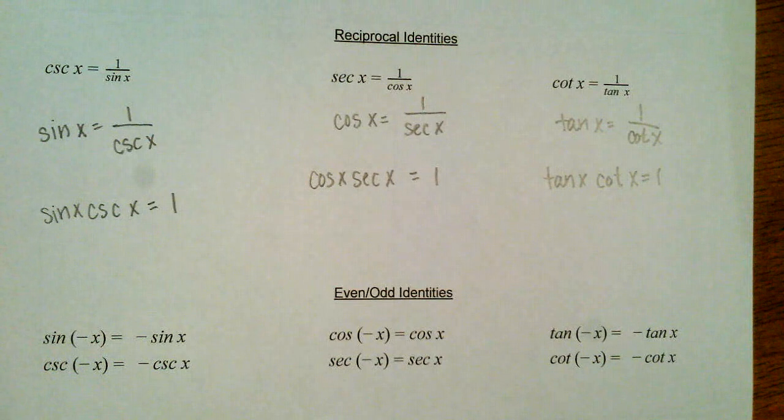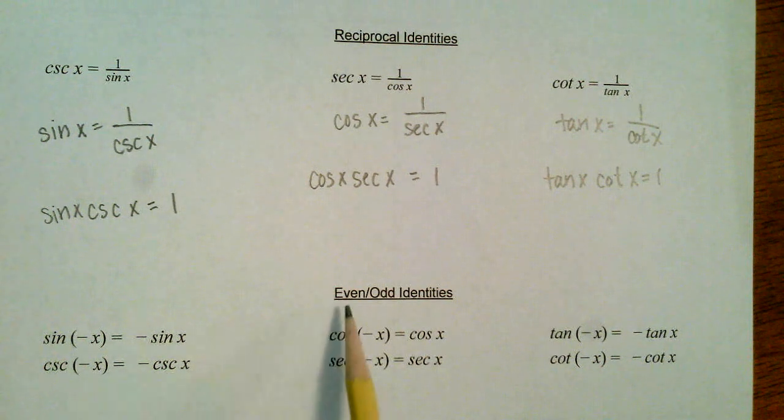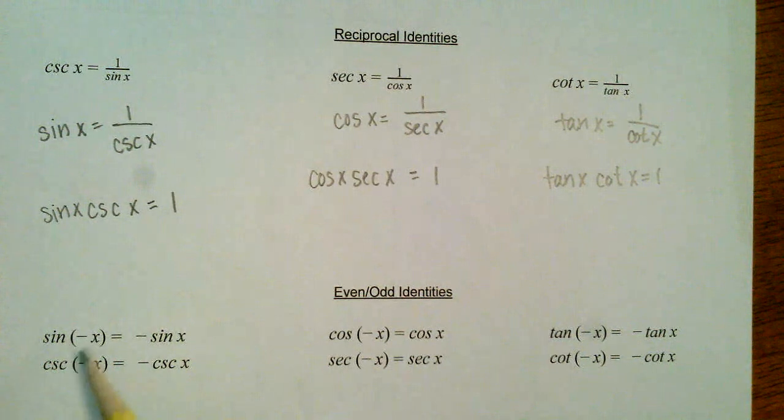And then finally, you want to keep track of and remember that there are the even and odd identities. So anytime you see a negative argument, you might want to use those identities.